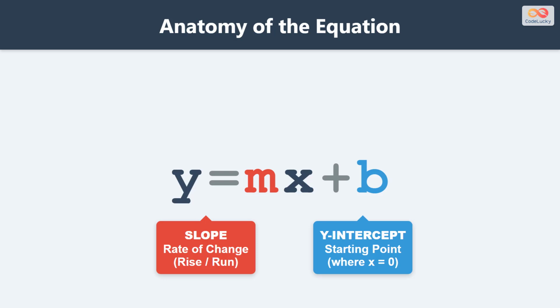Let's look at the equation itself. Y equals mx+b. There are four parts here. Y and x are our variables, representing points on the graph. The two letters we care about most today are m and b. M represents the slope, or the rate of change. B represents the y-intercept, or our starting point.